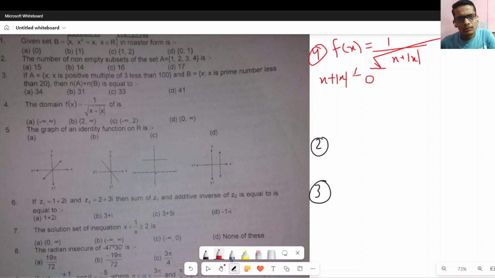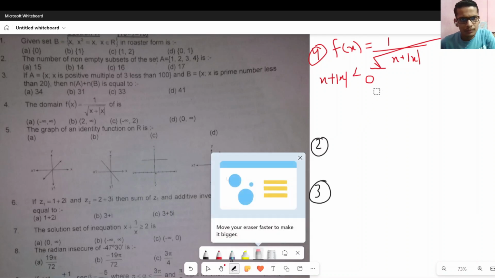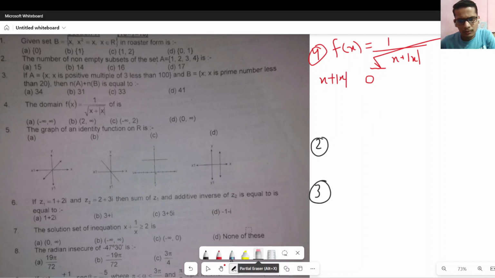So the condition here which we will write is x plus modulus of x must be greater than 0 for this function to be defined, because there is a square root and the thing inside a square root will always be equal to or greater than 0. But since the square root is in the denominator, the equal to sign gets removed from here.